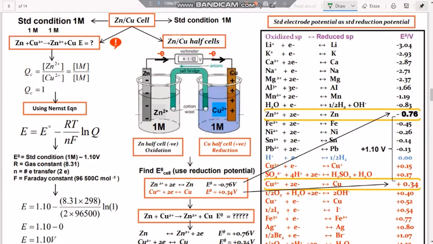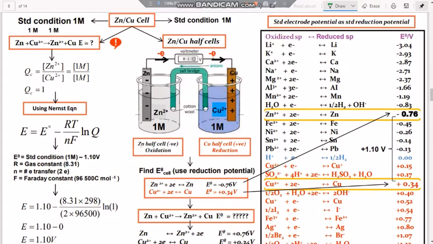So let us discuss the important things related to the Nernst equation: how to find the EMF or E naught of a cell, a voltaic cell, and different kinds of voltaic cells, using the E naught values of the electrochemical series. Let us observe here, we have a zinc-copper voltaic cell.